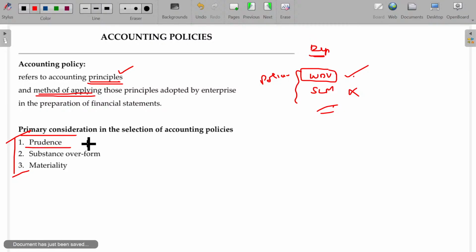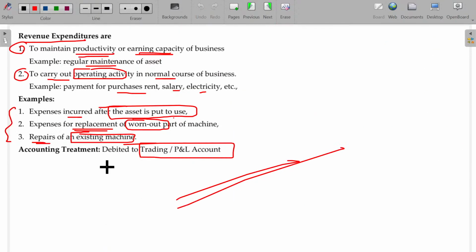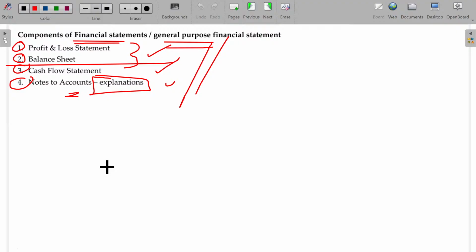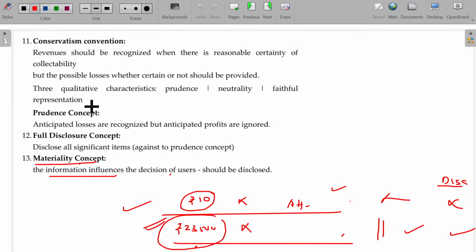Prudence means the real one. Faithful representation is called prudence. Already we have studied it along with the concepts, right? In case of possible losses, make a provision. In case of possible gain, don't bother about that. Only on realization do you have to show it. That's called prudence. That's very, very important. So while choosing, this particular concept should be fulfilled. Verify whether this concept is fulfilled or not.